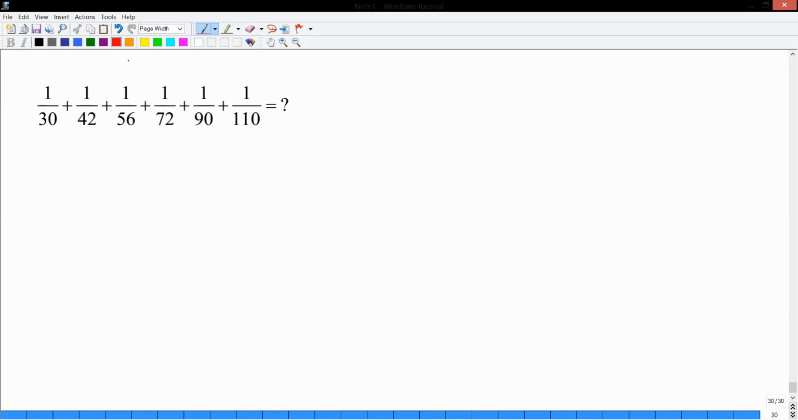Okay, look at this question. How do you actually solve it? 30, you can write it as 5 into 6, 6 into 7, 7 into 8, finally 10 into 11. Now we all know how to write it. First number in the first term, that is 1 by 5, minus 1 by 11. Take the LCM, you'll get 6 by 55.